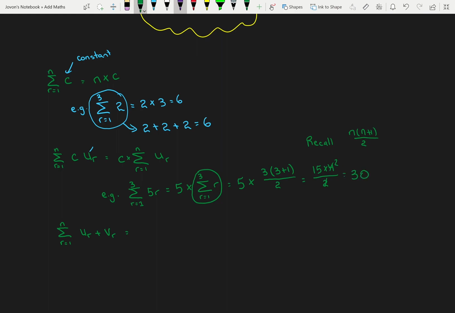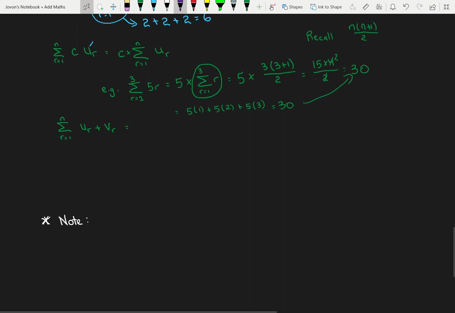And again, all this is equal: you have 5 into 1 plus 5 multiplied by 2 plus 5 multiplied by 3. And when you add this up, you also get 30. So we know that this rule works since we get the same answer.